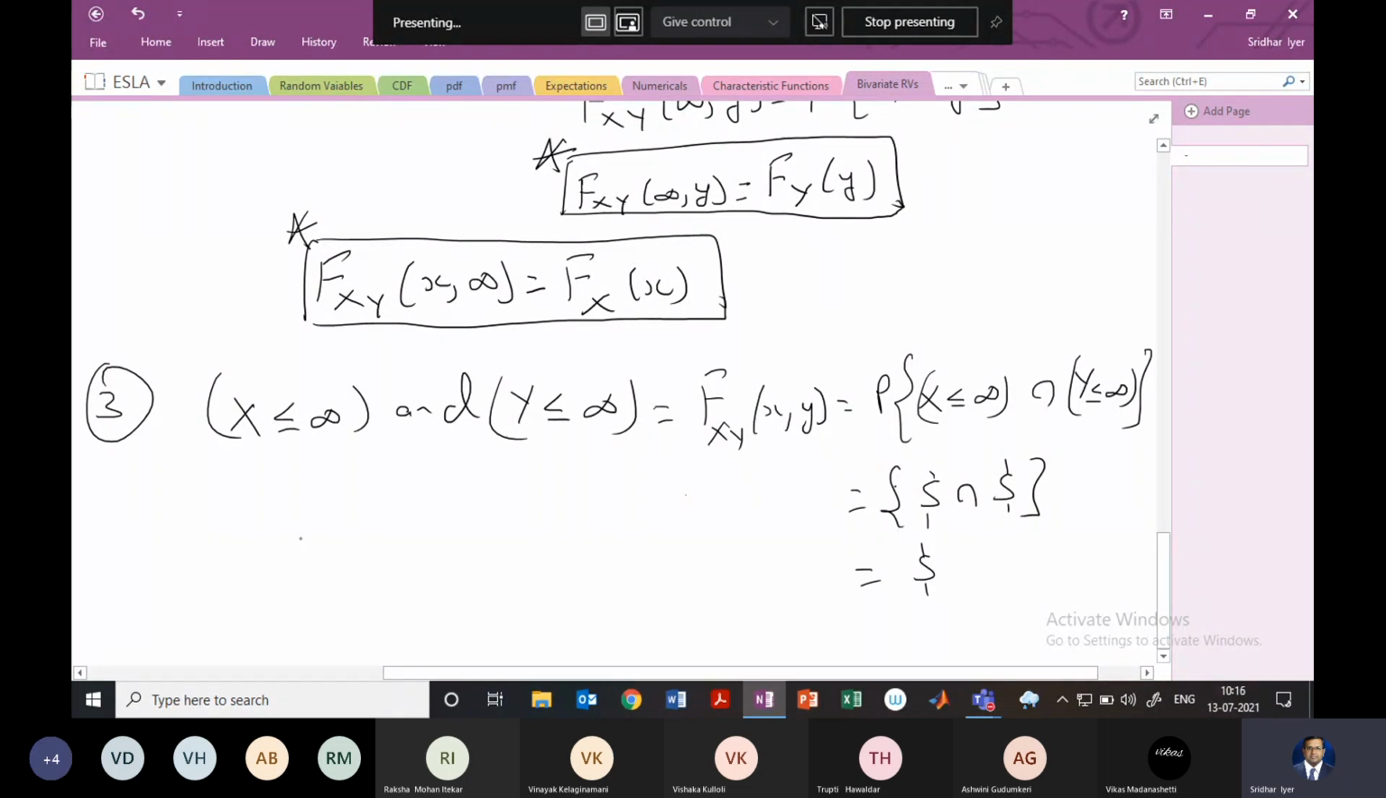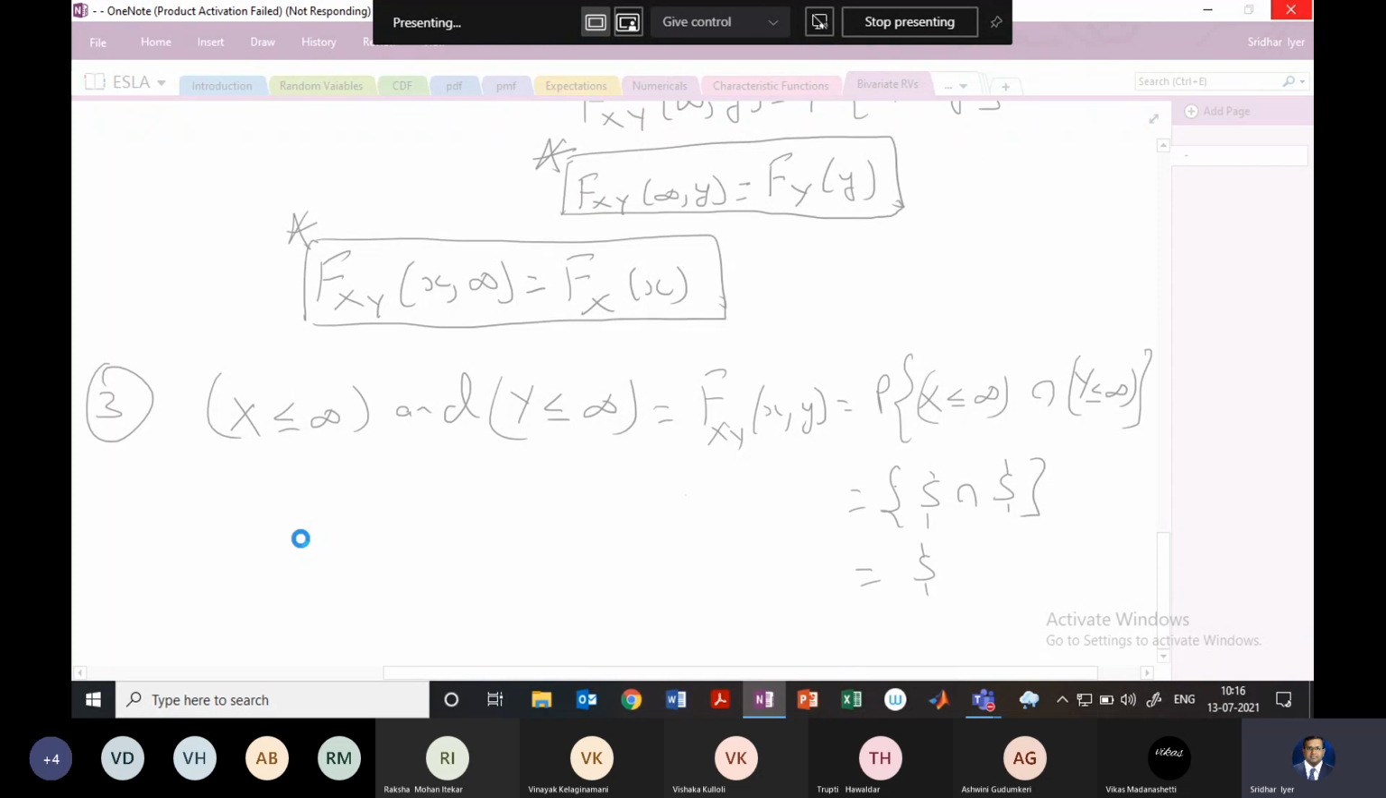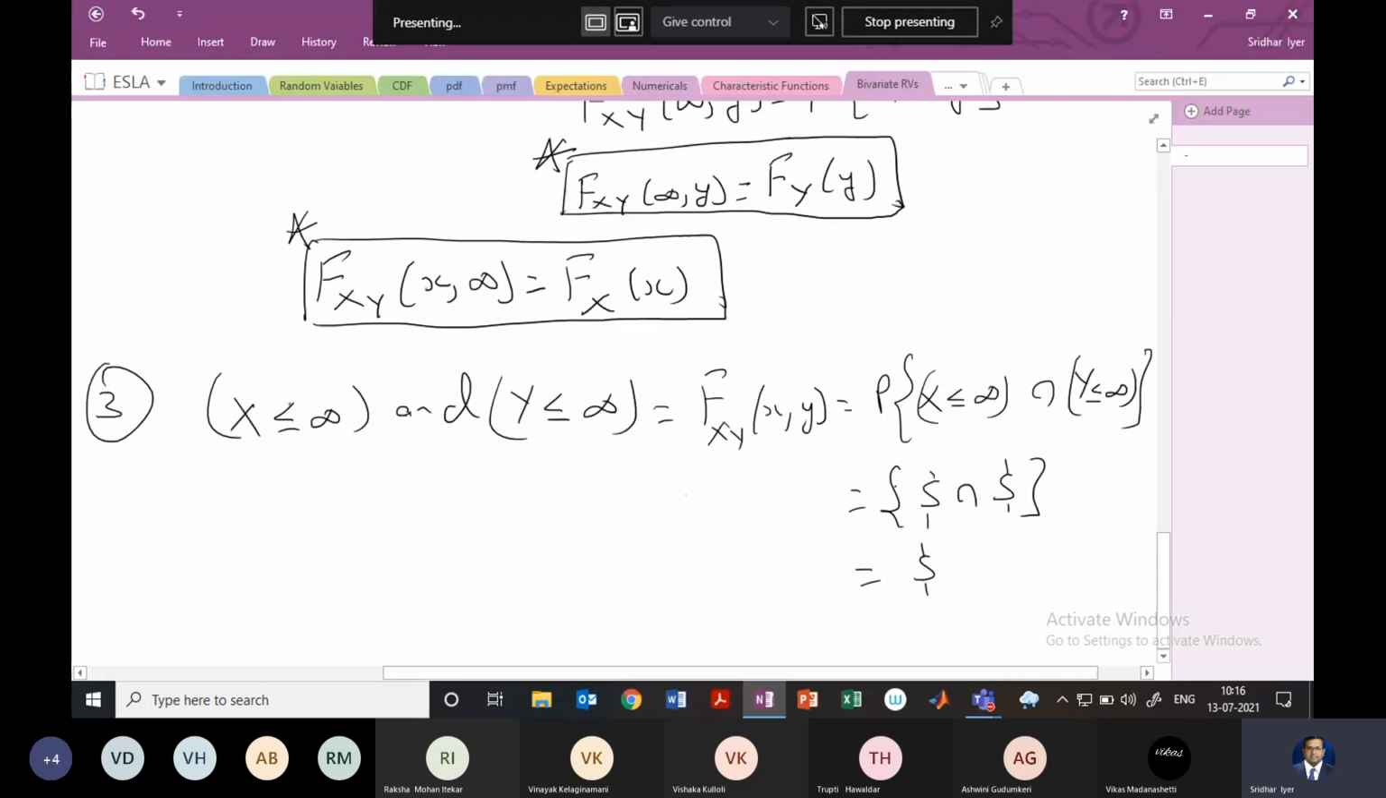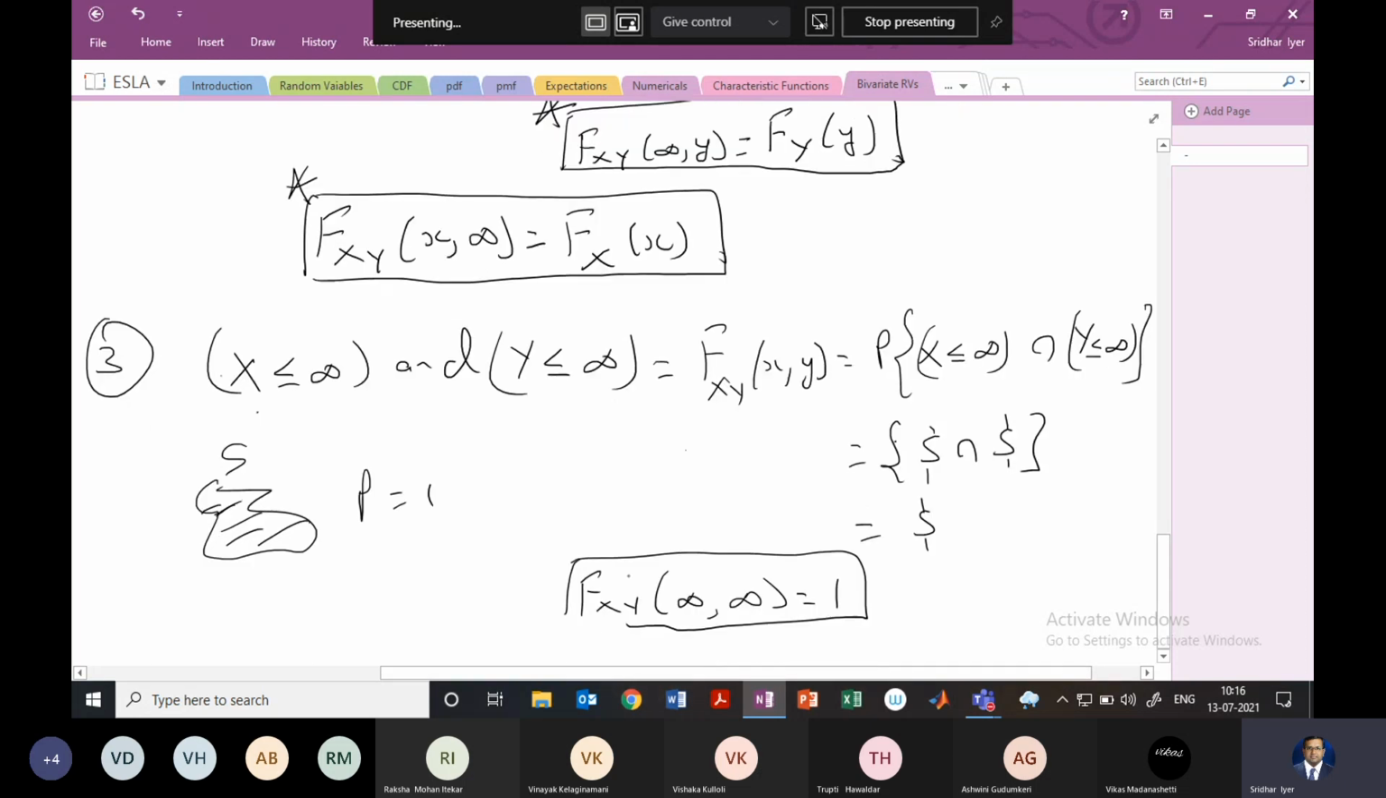Therefore, what is going to be the probability of the entire sample space? Anybody? If you have a sample space, what will be the probability of the entire sample space? 1. Yes, 1, you're right. So if you have a sample space here, the entire probability in this sample space is 1, right? Therefore, F_XY of infinity comma infinity is going to be 1, right? So the final value of both x and y is going to be 1. So this is nothing new.